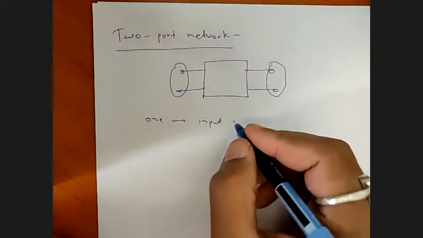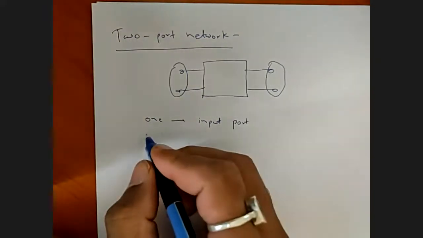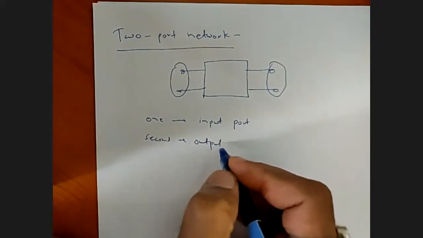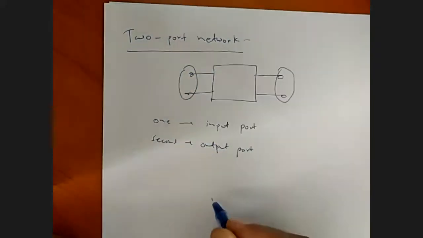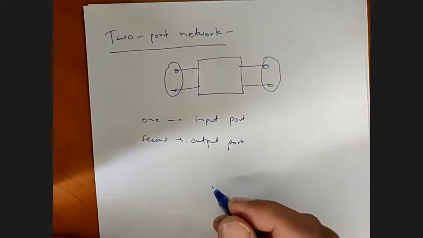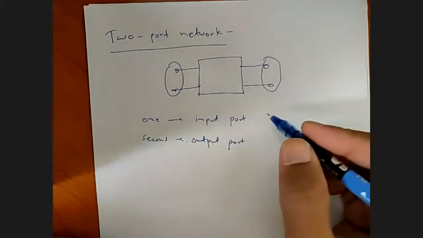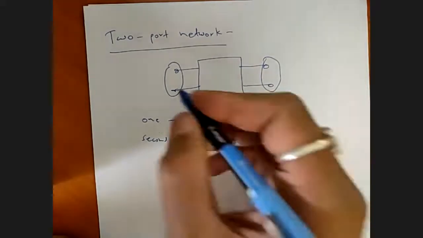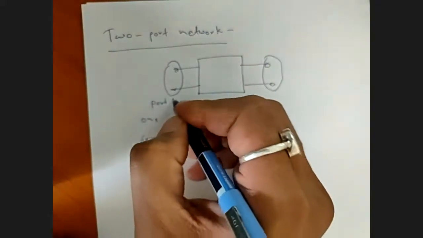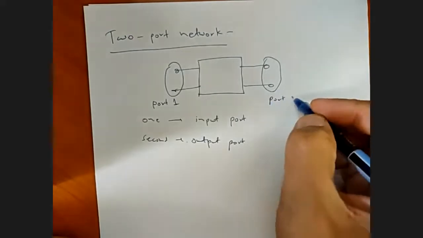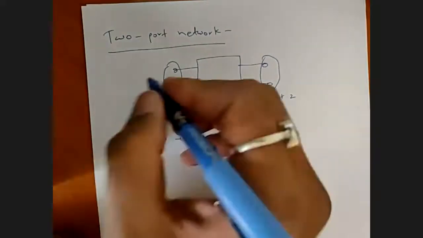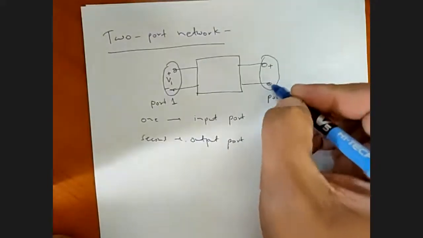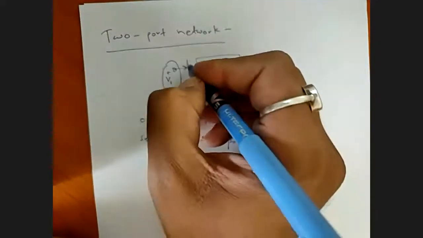One will be working as input port and second will be working as output port. But because it is not fixed which will be input port and which will be output port, we will be giving them port 1 and port 2. The quantities which are associated with them are V1 and V2 and I1 and I2.